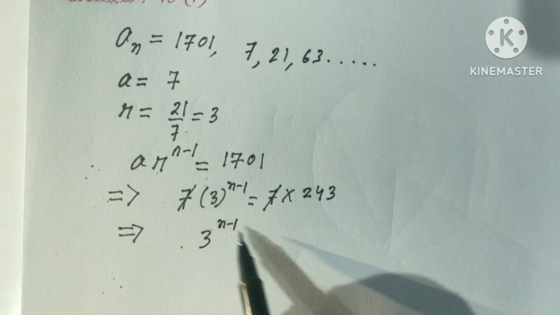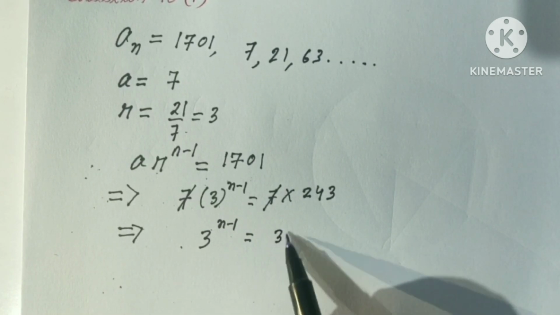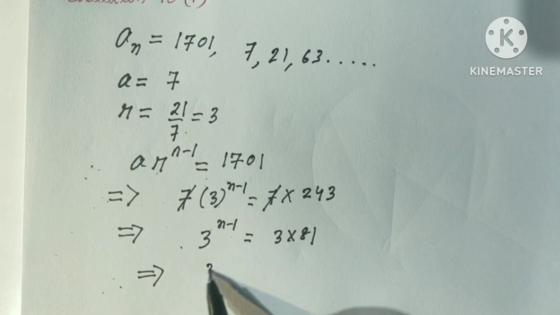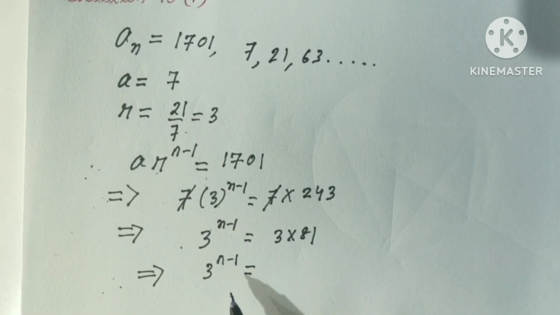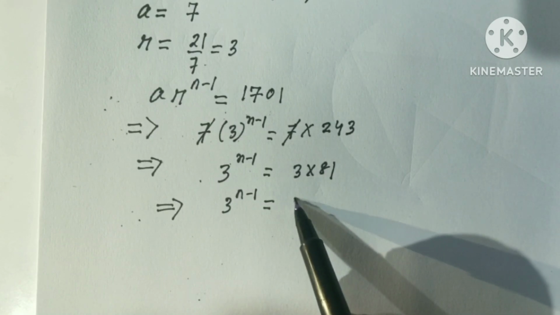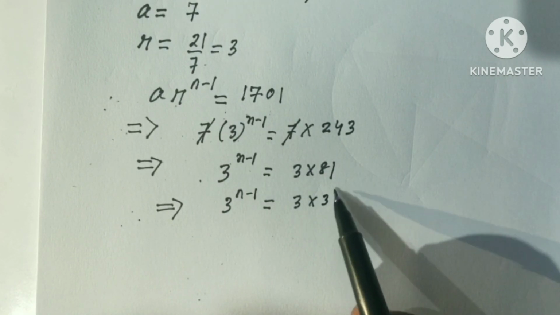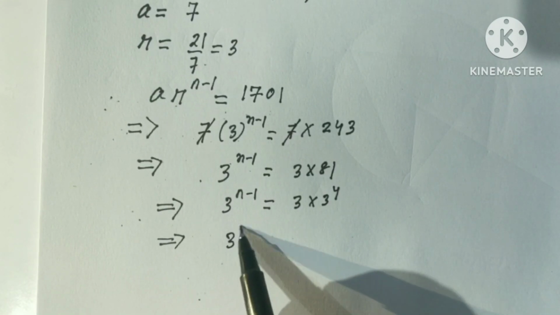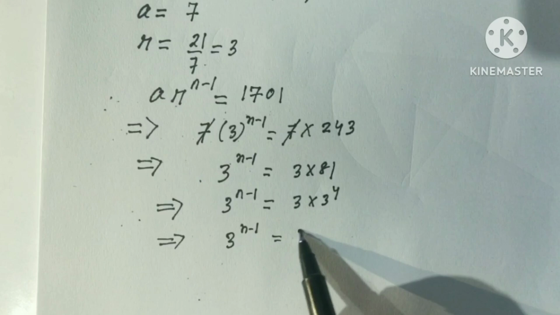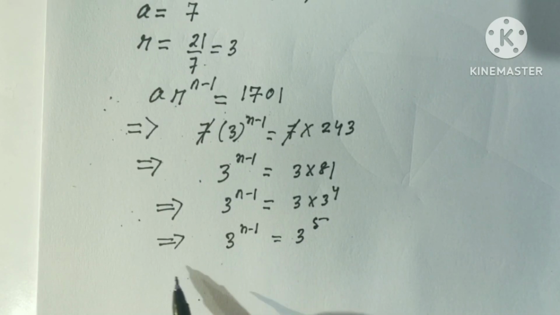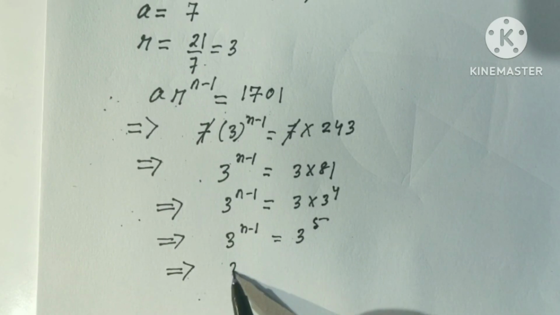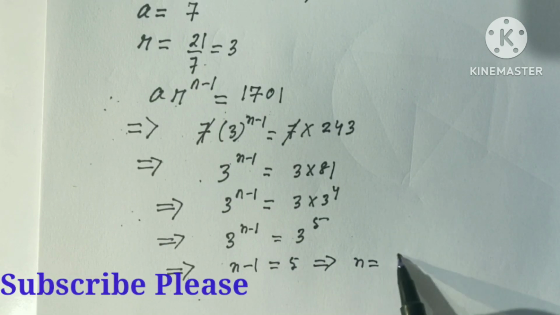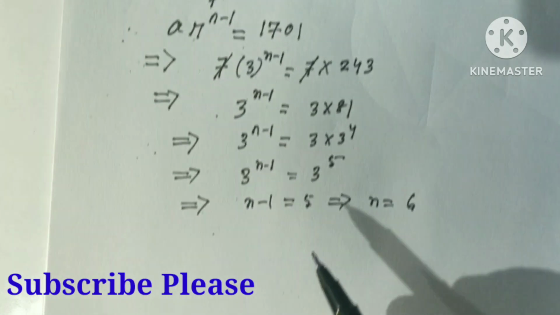3 to the power n minus 1 is 3 into 81. 3 to the power n minus 1 is 3 into 3 to the power 4. 3 to the power n minus 1 is 3 to the power 5. And finally we have n minus 1 is equal to 5, n is equal to 6. This is the first answer.